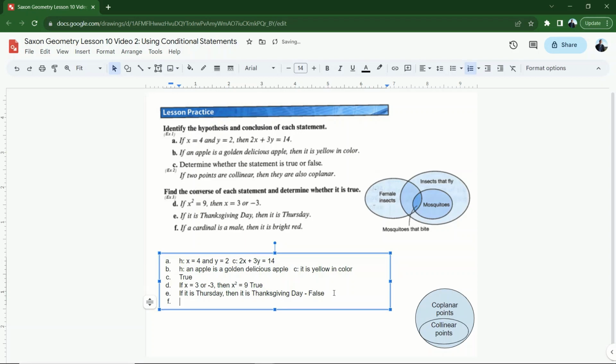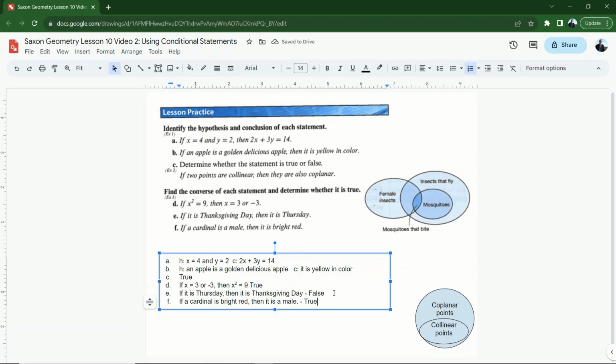All right, and then lastly, if a cardinal is a male, then it is bright red. I'm making the converse of this: if a cardinal is bright red, then it is a male. That is also true because male cardinals are bright red. Bright red cardinals are males. So therefore, because they are the same category, this one is true. The Venn diagrams would perfectly overlap.